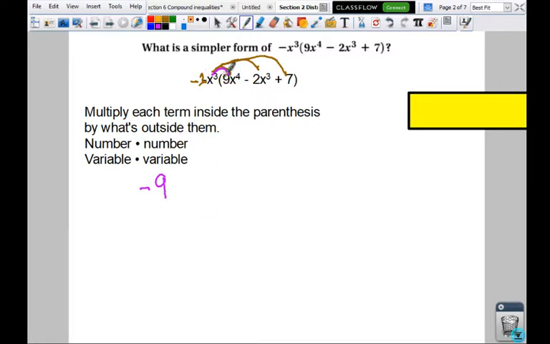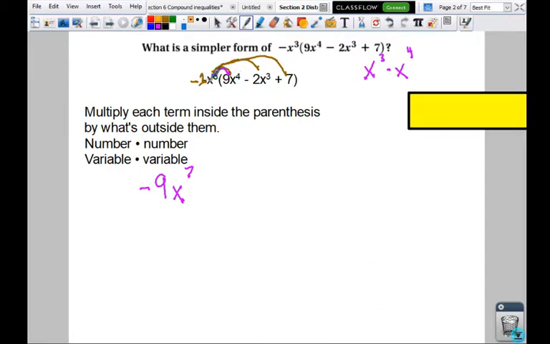And then I'm going to do variable times variable, x to the 3 times x to the 4. We did this last chapter, not last lesson, but last chapter. What am I doing with my exponents? I'm going to add my exponents together. x to the 3 plus 4, which is x to the 7. And then I'm going to keep going.